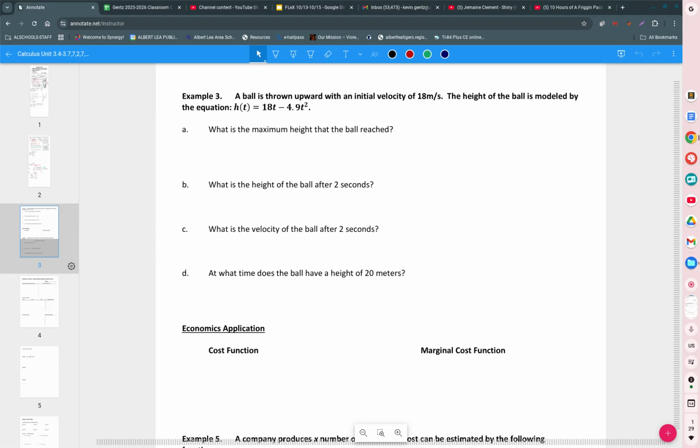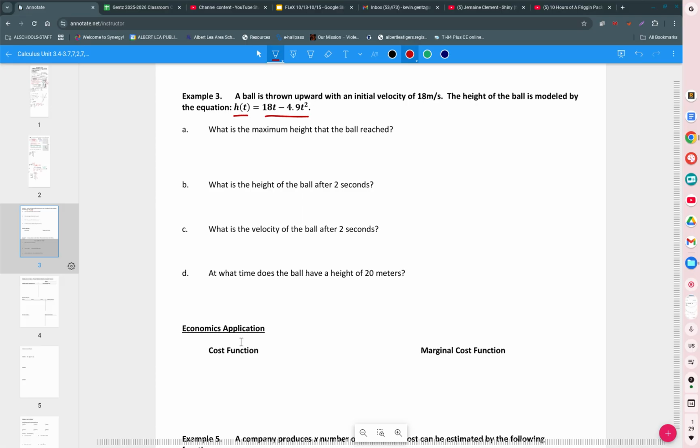Okay, a ball is thrown up in the air with an initial velocity of 18 meters per second. That means when you release it, it's 18 meters per second, and then when it's on its way down, it is negative. The height of the ball is modeled by this equation: the position vertically is equal to 18t minus 4.9t squared. What is the maximum height that the ball reaches?